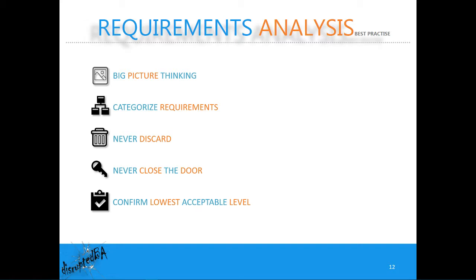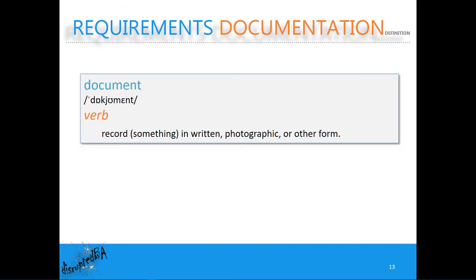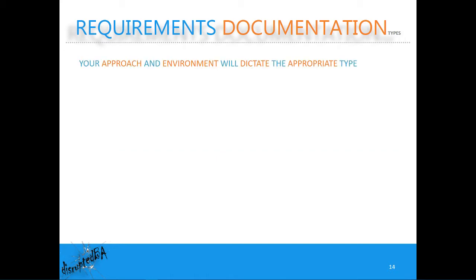So our next phase is the documentation phase, and the definition of a document is to record something in written, photographic, or other form. Mostly in our case, it would be written, and it would be written in many different formats, different document types for different audiences. If we look at some of the document types that we would have for requirements, or can be classified or grouped under requirements, this is vast.